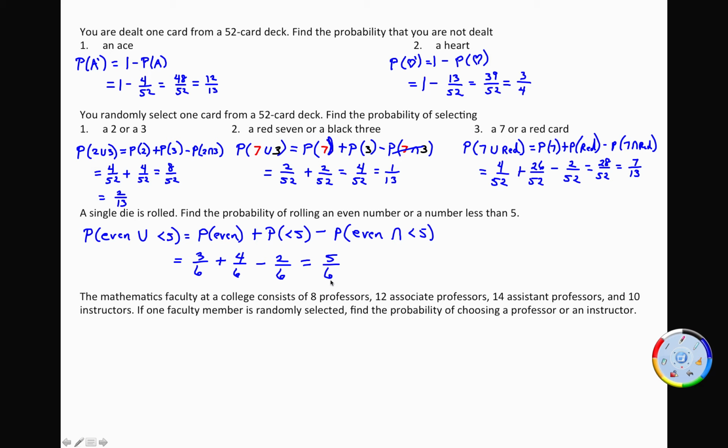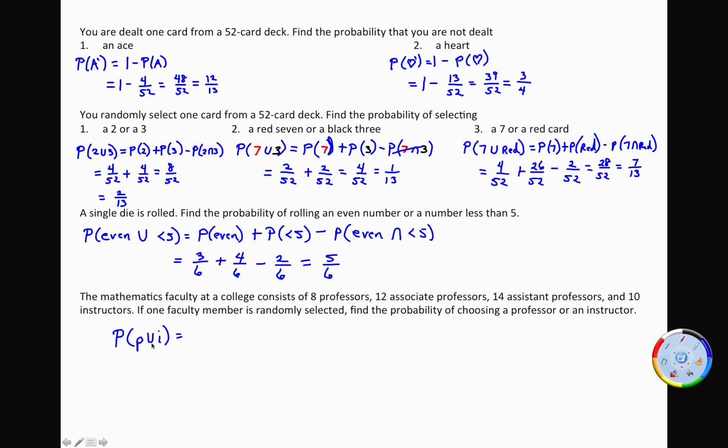6 is the probability of rolling on a single die an even number or less than 5. The mathematics faculty at a college consists of 8 professors, 12 associate professors, 14 assistant professors, and 10 instructors. If one faculty member is randomly selected, find the probability of choosing a professor or an instructor.